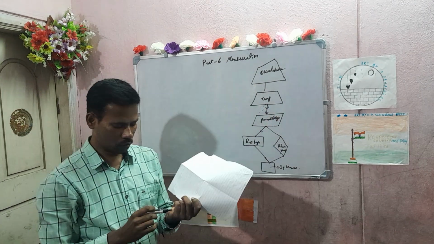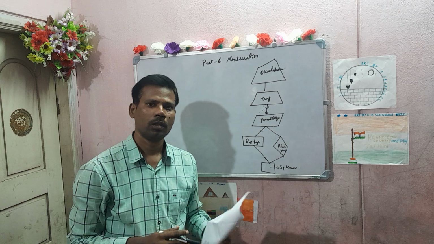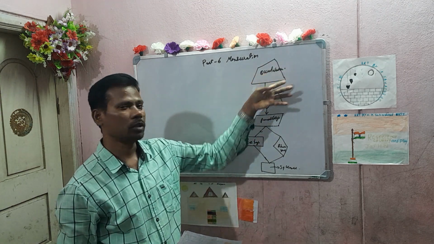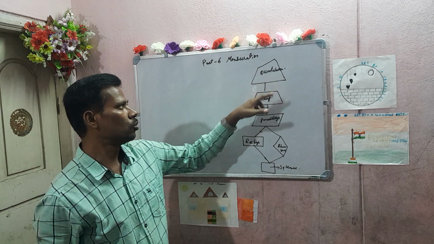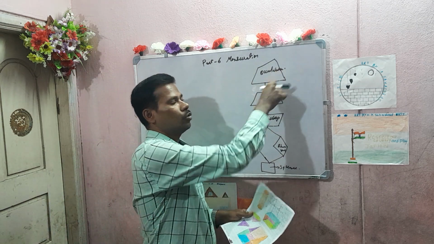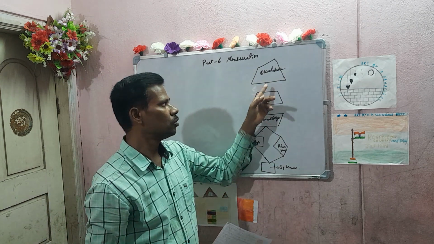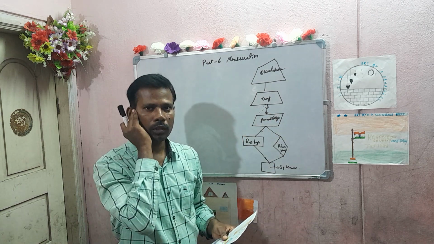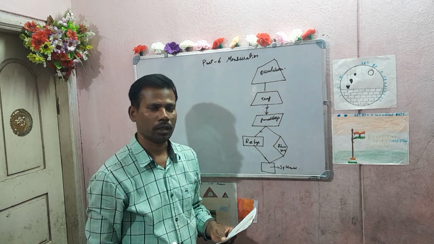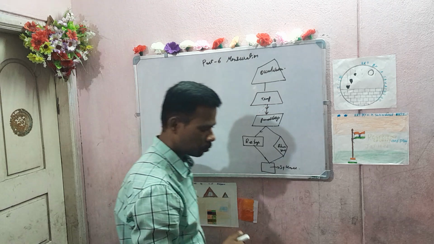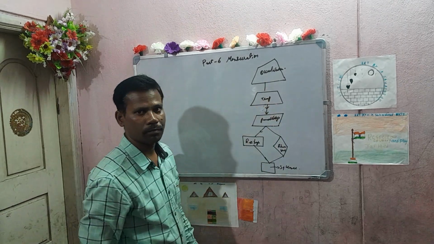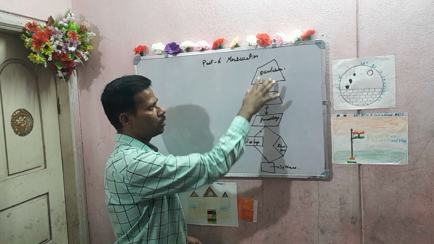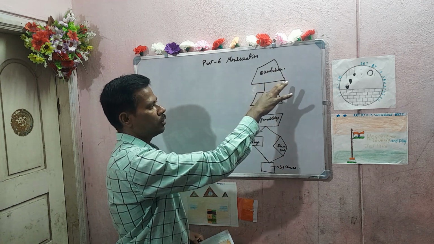Quadrilateral means quad means 4, lateral means sides. So here quadrilateral means a 4-sided figure. Quadrilateral means having 4 sides, right? Now what is meant by trapezium? So these are all 4-sided figures. So let us go deep into this.